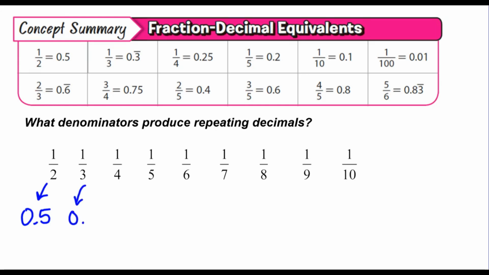1/3 is 0.3 repeating, so any fraction with a denominator of 3 is going to end up repeating unless the numerator is a multiple of 3. For example, 3/3 is not going to repeat, or 6/3 is not going to repeat, or 9/3 is not going to repeat. Every other one will repeat though. 1/4 has a value of 0.25 terminating, so no fraction with a denominator of 4 will repeat. 1/5 is 0.2 or 2/10. That is not a repeating decimal, so none of the fifths will repeat.